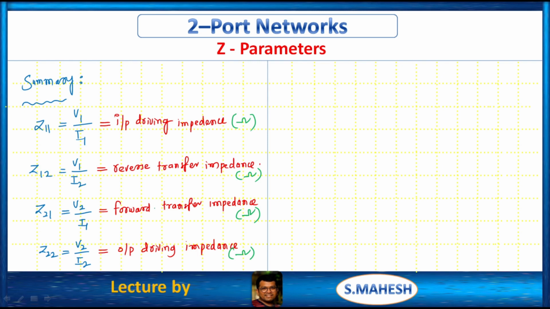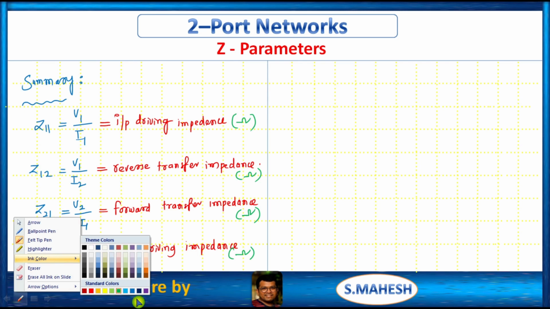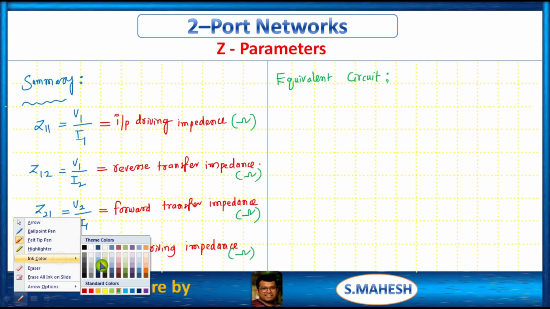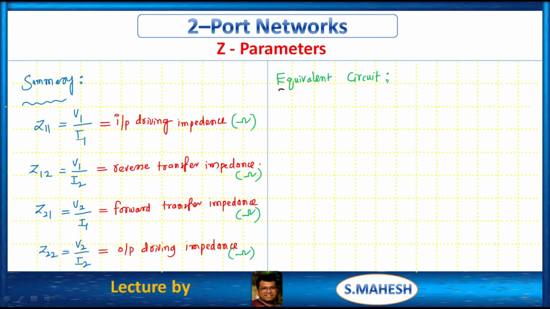Z11, Z12, Z21, Z22. So in case of Z parameters, these are the values of individual impedances. Now we have to get the equivalent circuit of this Z parameter representation. This is very, very important.